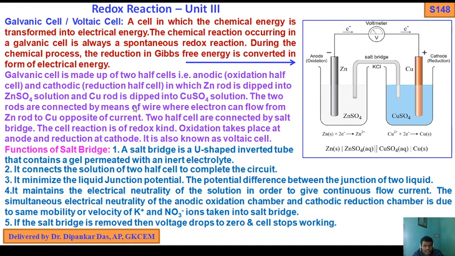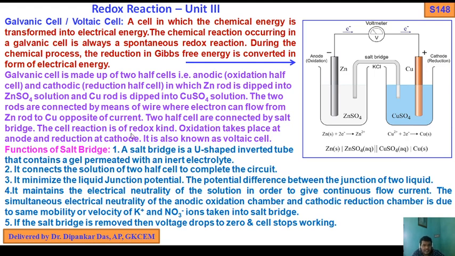So the two rods are connected by a wire, where electrons flow from the zinc rod to the copper rod, opposite to the current. The two half cells are connected by a salt bridge, an inverted U-tube containing a saturated salt such as KCl or potassium nitrate, along with agar.